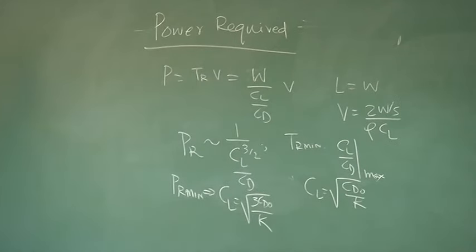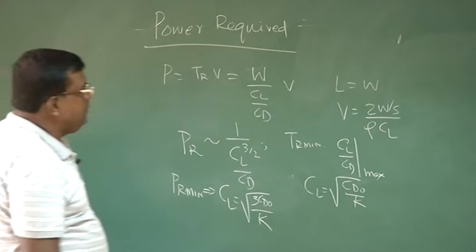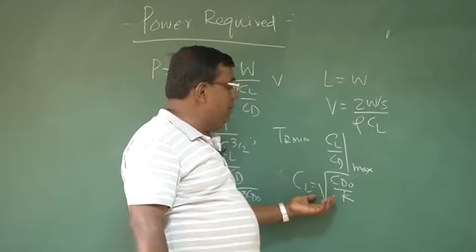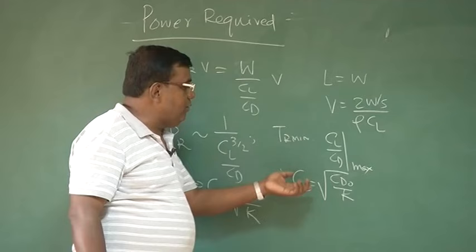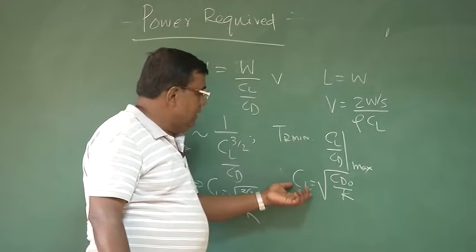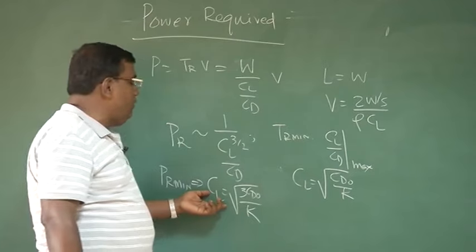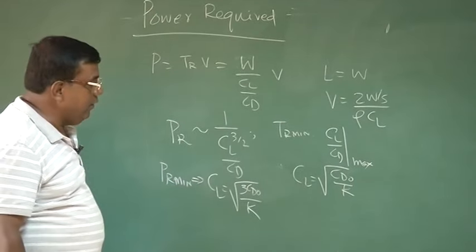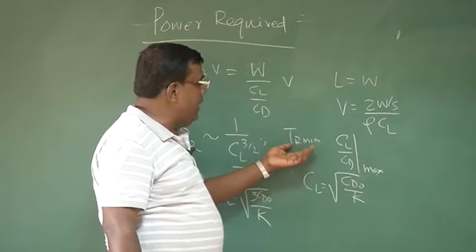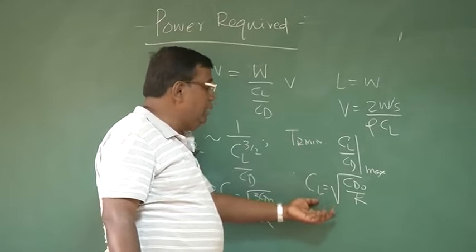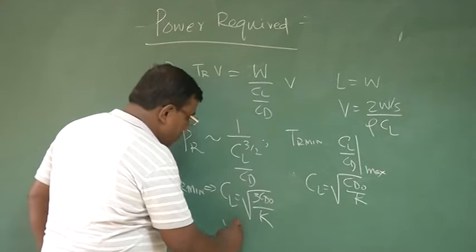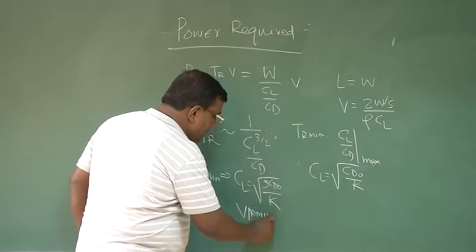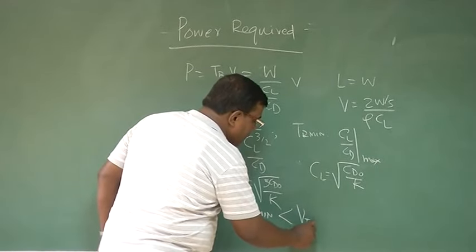We also realize that if we want to fly at CL equal to root of CD naught by K, that is thrust required minimum, then the CL required to fly at thrust required minimum is lesser compared to the CL required to fly at power required minimum. Therefore, the velocity required to fly at thrust required minimum will be higher compared to the velocity required to fly at power required minimum. So V power required minimum is less than V thrust required minimum.